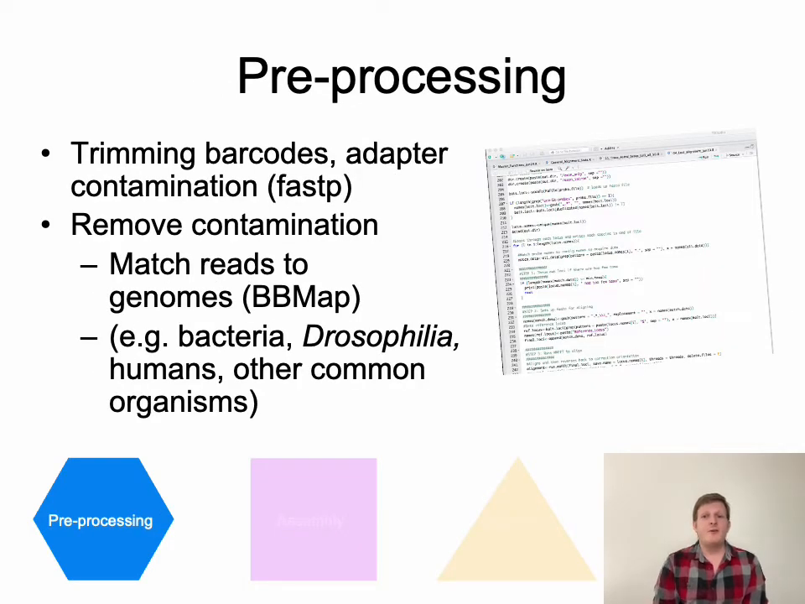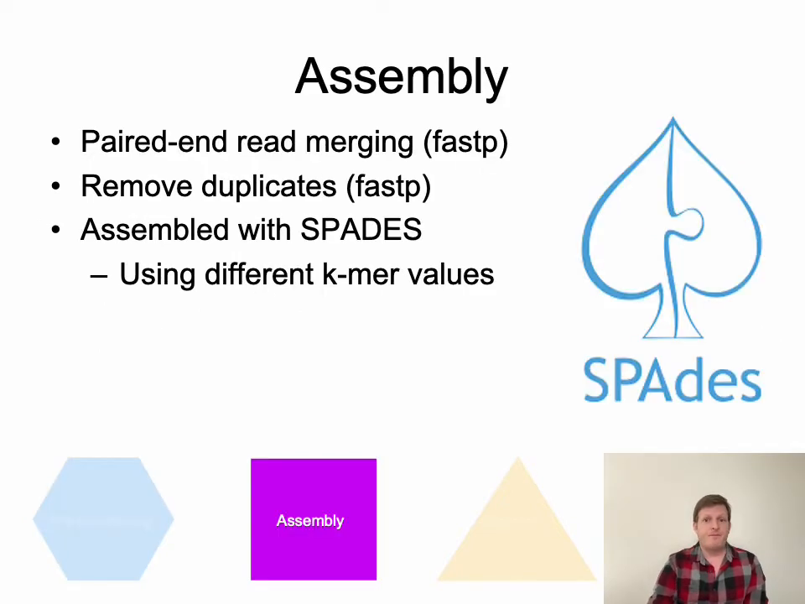The R package first pre-processes raw reads by trimming them of barcodes and adapter contamination using the program fastp. Additionally, the program removes contamination from outside sources such as bacteria, Drosophila, humans, and other common organisms. This works by matching the raw reads to genomes from these organisms and removing them if they have a 100% match. After cleaning the reads, the paired-end reads are merged together using fastp. Exact duplicates are then removed and the merged reads are assembled using SPAdes under several different k-mer values.